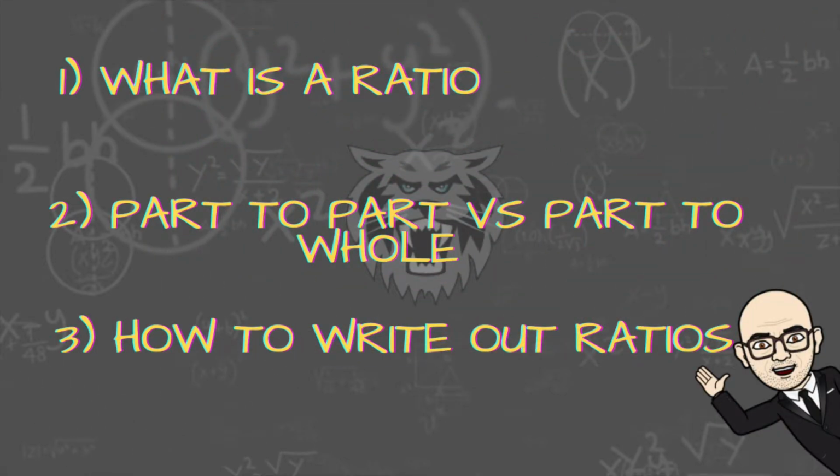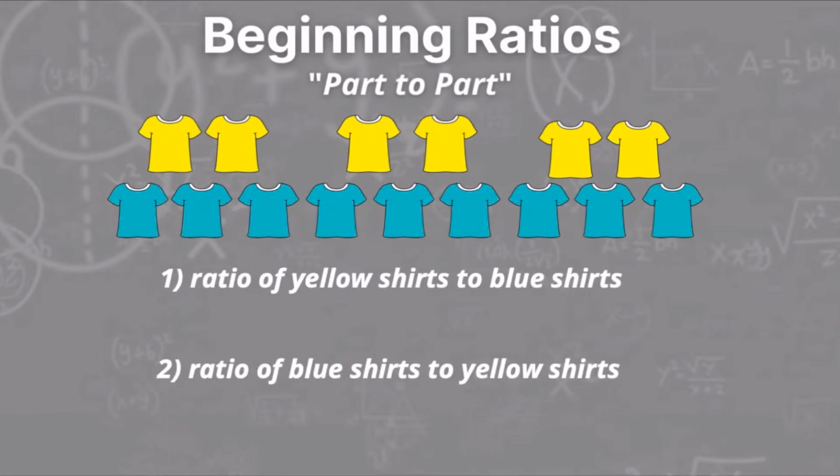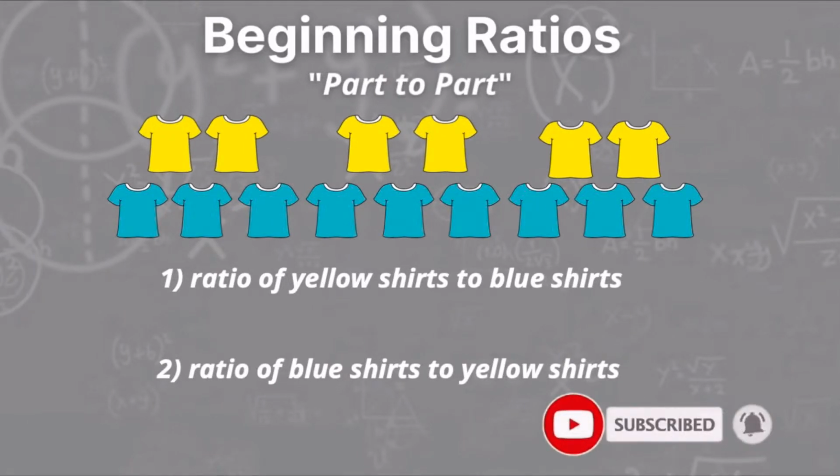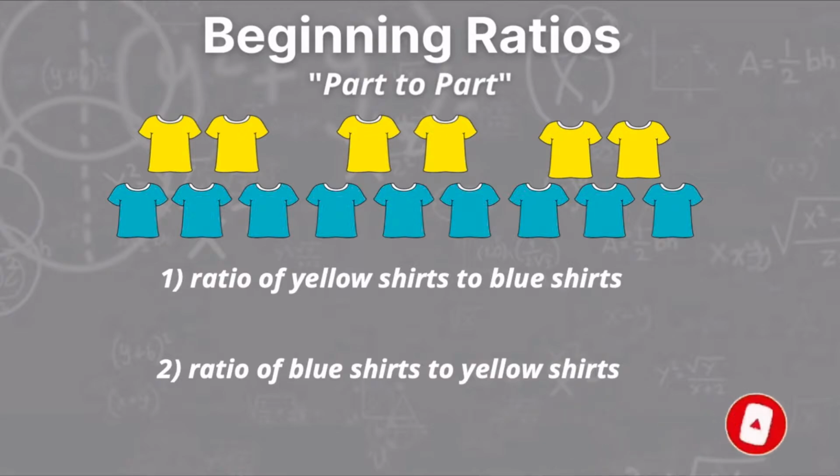In today's video, we'll be discussing what is a ratio, a part-to-part versus part-to-whole ratio, and how to write out ratios. Let's get started. So what is a ratio? A ratio shows a relationship between two different amounts. It's a comparison of two different quantities, the quantity of one item compared to the quantity of another item.